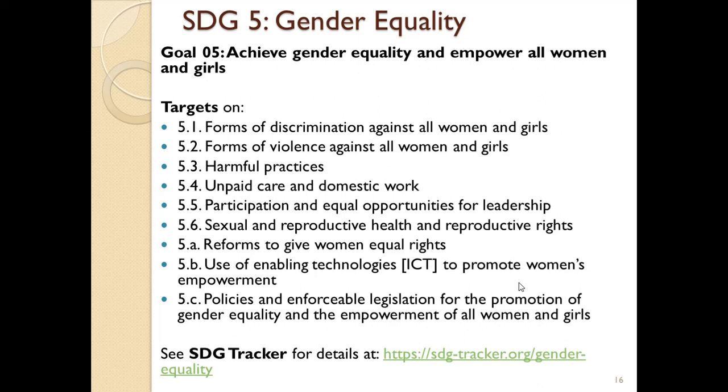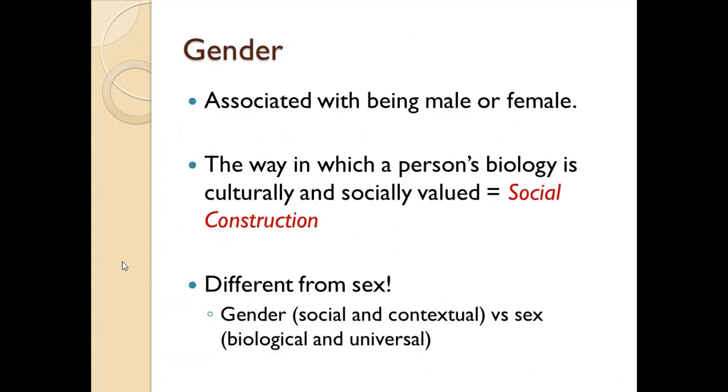So you can look at the SDG tracker for the details on each of these, but the idea here is that while we are looking at gender equality, we need to have gender equity in the background, because without gender equity, gender equality is not enough. It should be beyond just equality to get to equity, just as we saw in the previous illustration regarding equity versus equality. So what is gender then?